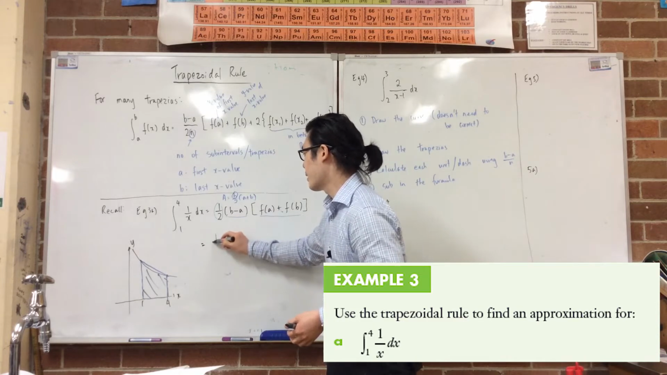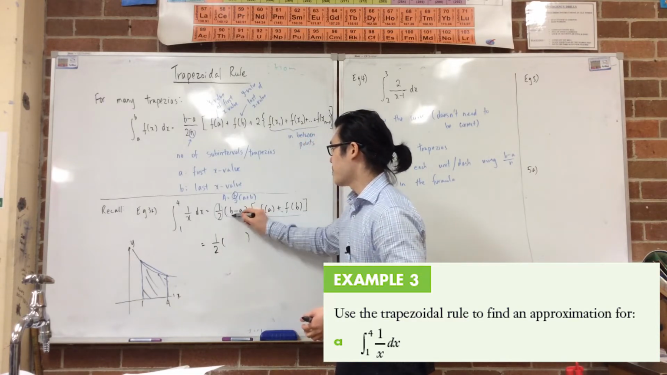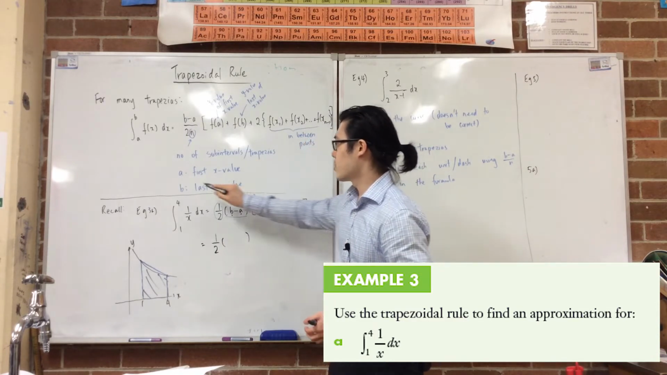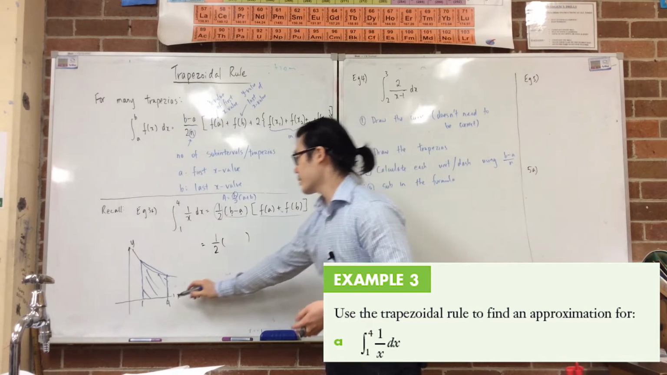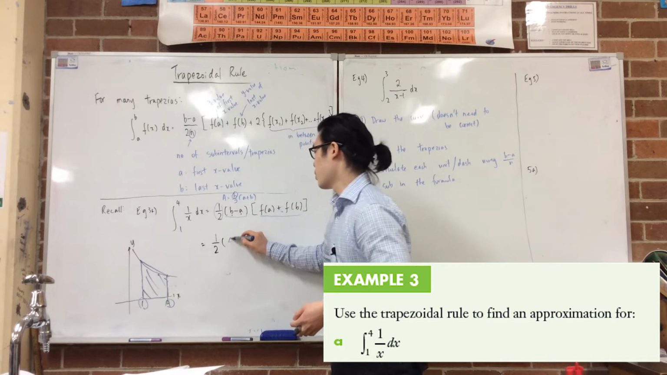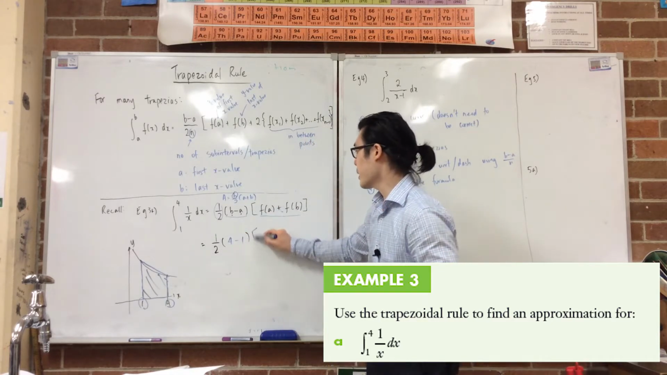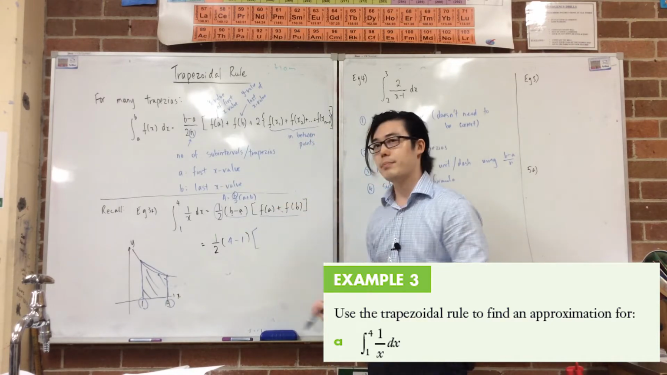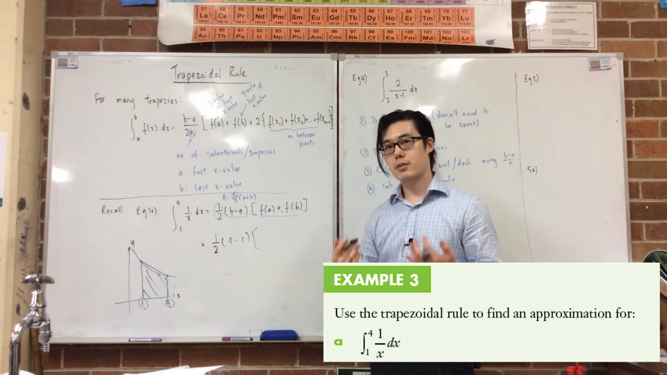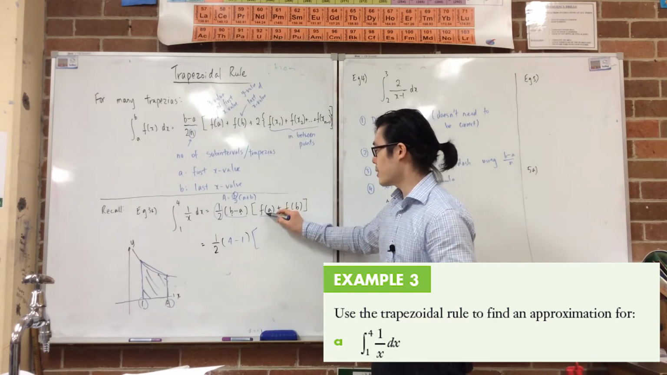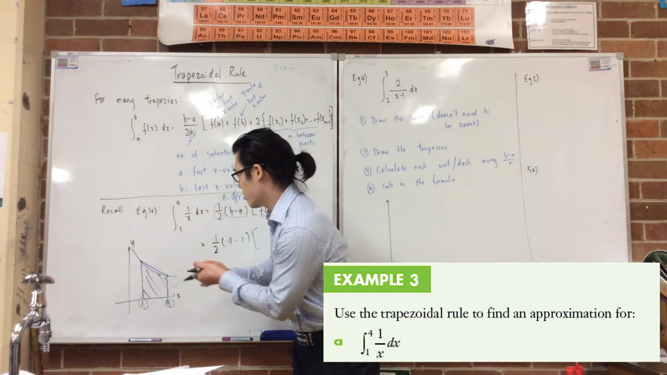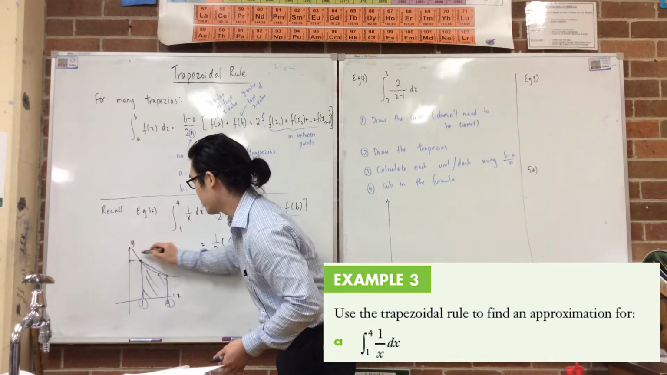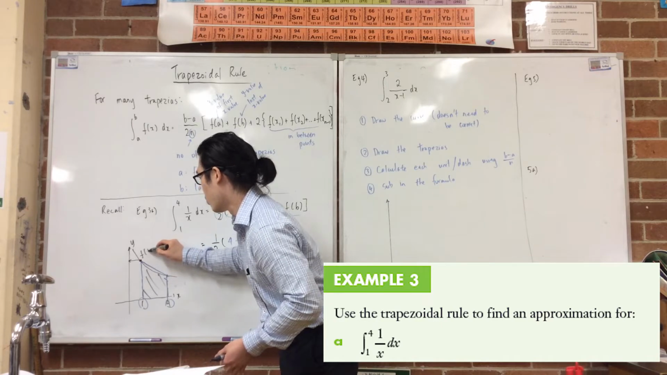So we've got half. Now, b and a, I wrote it here. So a represents the first x value, b represents the last x value. So in this case, that will be 4 take away 1. Now this f of a represents the y value at those x values. So this is the y value when x equals 1. So this here is your f of 1.